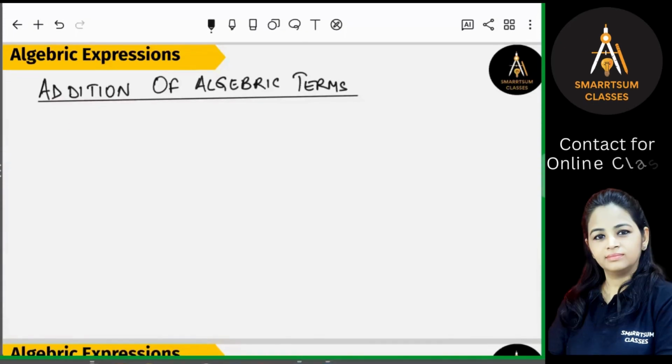Now today we are going to start how to add algebraic terms, right? The process of addition and subtraction of algebraic terms. As we have already understood what are like terms and what are unlike terms, the very first important thing which we should know is that only the like terms can be added or subtracted.